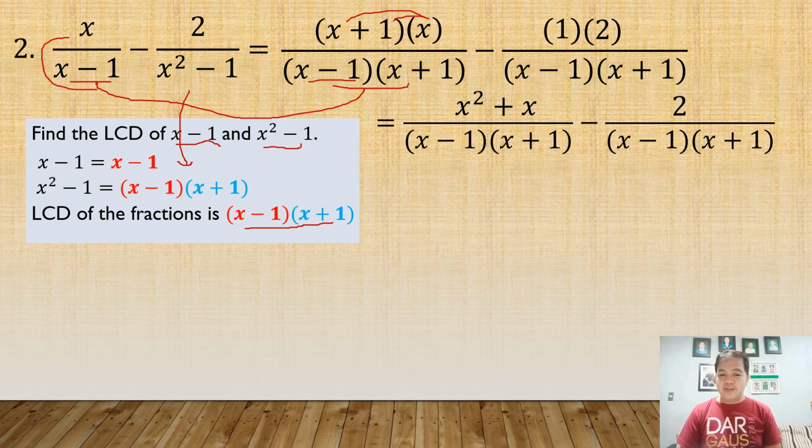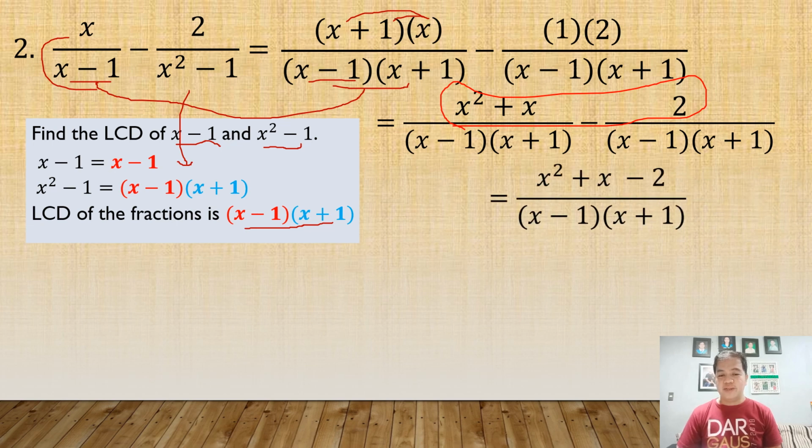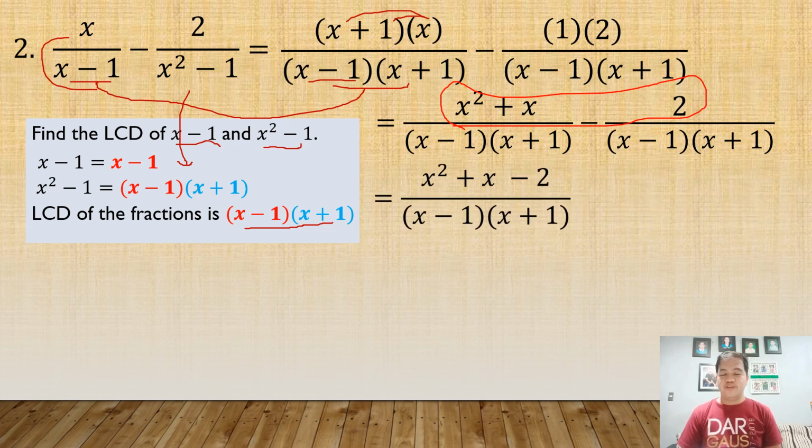Parehas na sila ng denominator or similar fractions na sila. So, pag didikitin na lang natin yung nasa ibabaw. Isasamahin na lang natin yung x squared plus x tsaka itong minus 2. Dahil parehas na yung kanilang denominators. Ayun. So, pinagsama na sila into a single fraction.